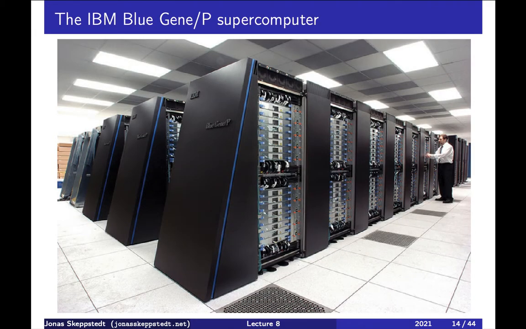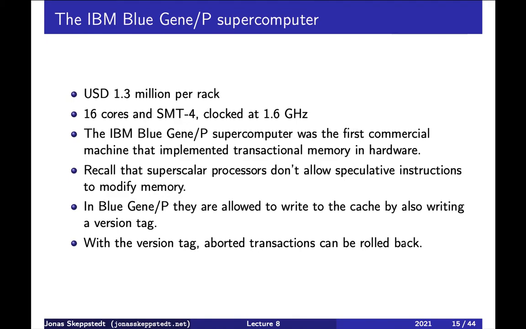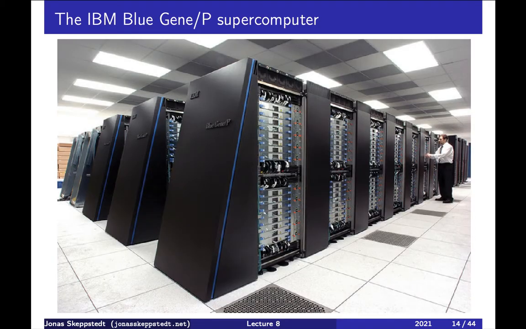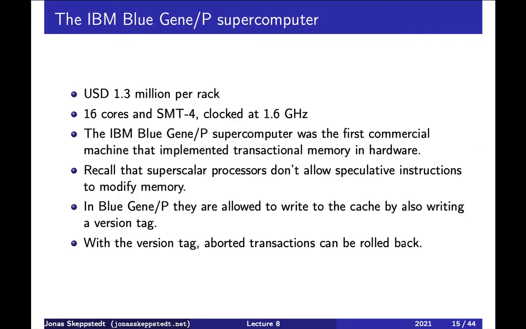But there was another machine from IBM, the Blue Gene supercomputer. So this is a very big machine, as we can see, and it's somewhat costly. Each rack costs more than $1 million, and there are a few. And here are some data for each. It contains 16 cores, and it has 4-level simultaneous multi-threading.